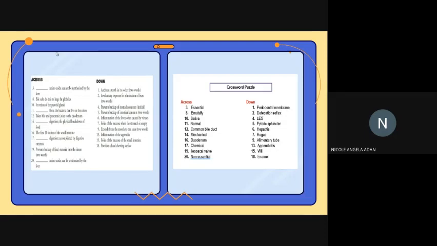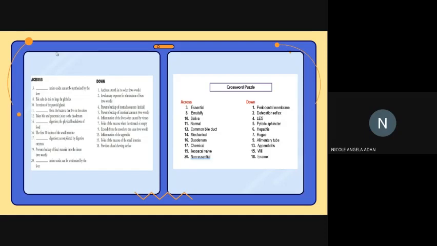And 17, blank digestion accomplished by digestive enzymes. The answer is chemical. And 19, it prevents backup of fecal material into the ileum. It is the ileocecal valve. And 20, blank amino acids can be synthesized by the liver. The answer is non-essential. Now let's move on to the down in the crossword puzzle.